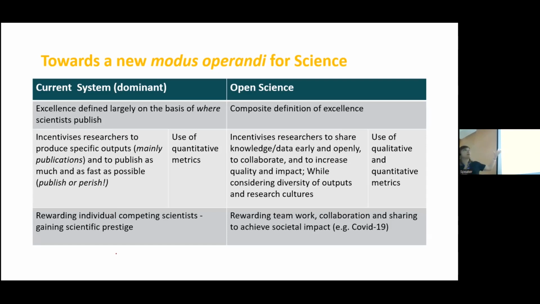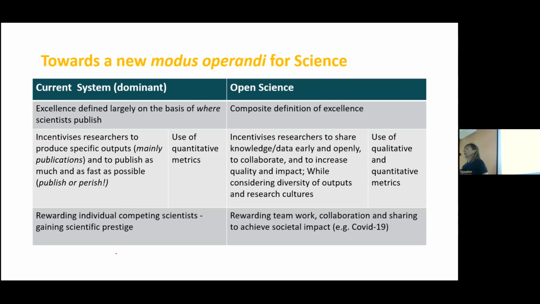Well, this is a clear comparison between the current, dominant system, which is paper-centric. I love the RIP, rest in papers, is what the system is now. It's paper-centric, and the system that open science wants to change the modus operandi to is one with different outcomes that are as valuable or much more valuable than the papers.